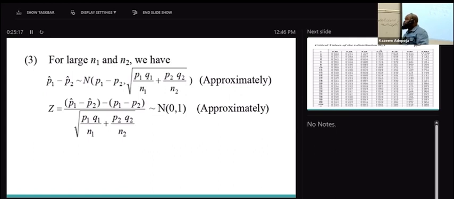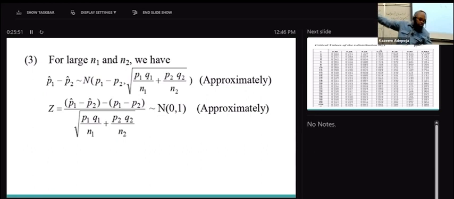Now, what is the variance of P1? The variance of P1 will be P1 Q1 over N1. Don't forget that the variance of P was PQ over N. The only thing you're going to do is to put 1 here. And here, you're going to have P2 Q2 divided by N2. Do you see that? This is going to be the variance now. What will now be the standard deviation? You're going to find the square root of that.